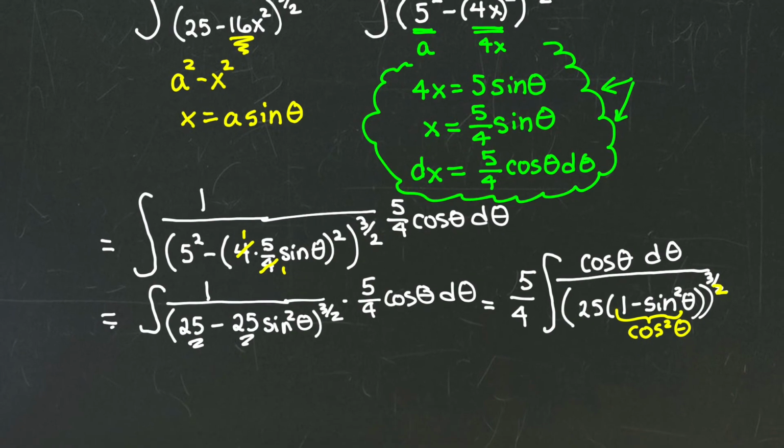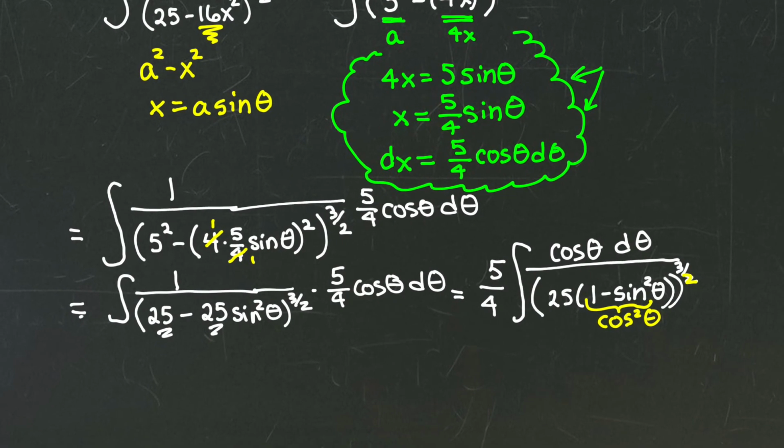So let me put one more line here at the bottom. So what do we have? We have 5/4 times the antiderivative with a cosine theta d theta on top.